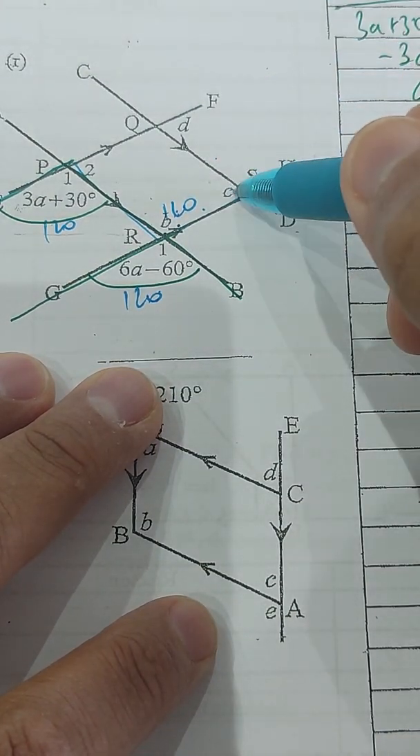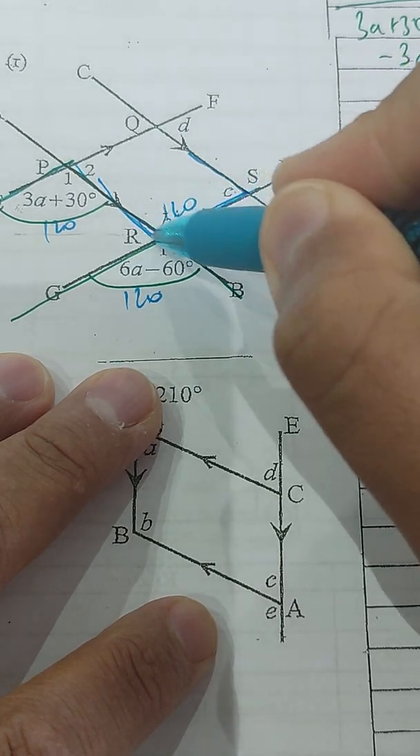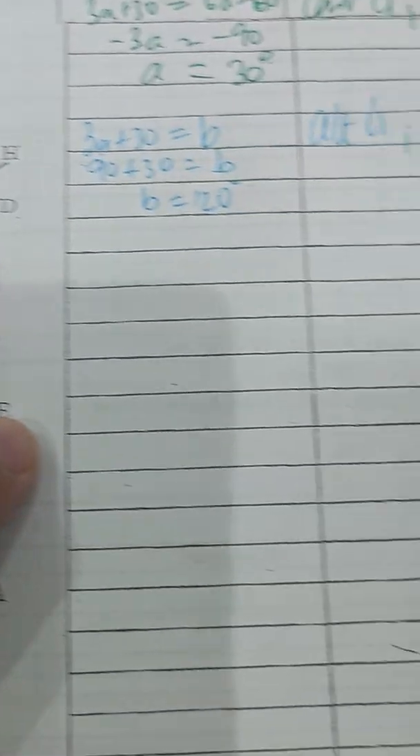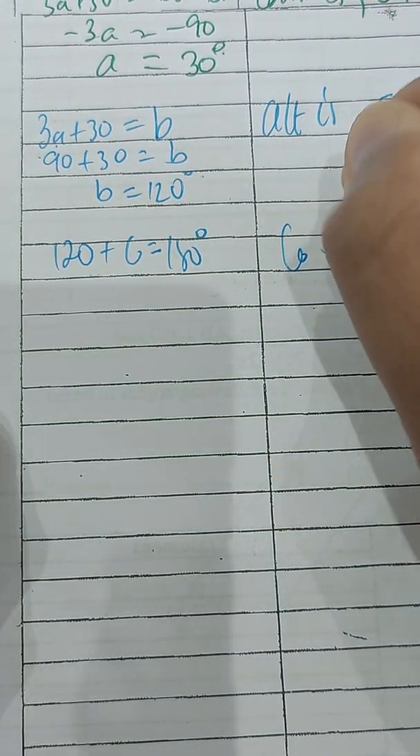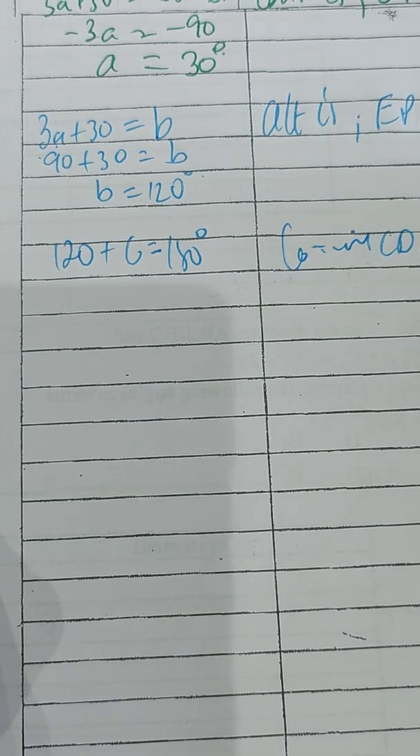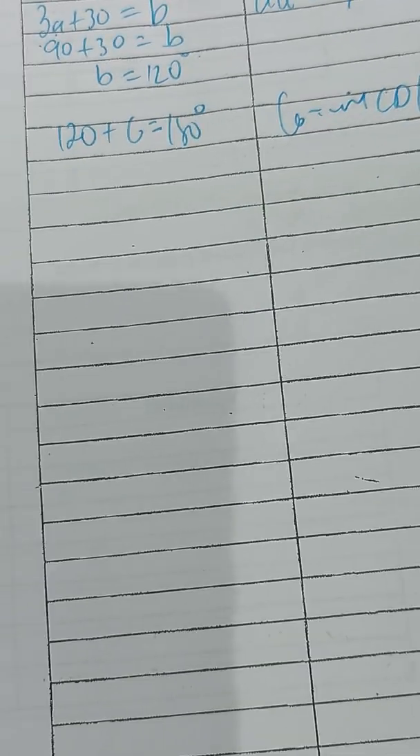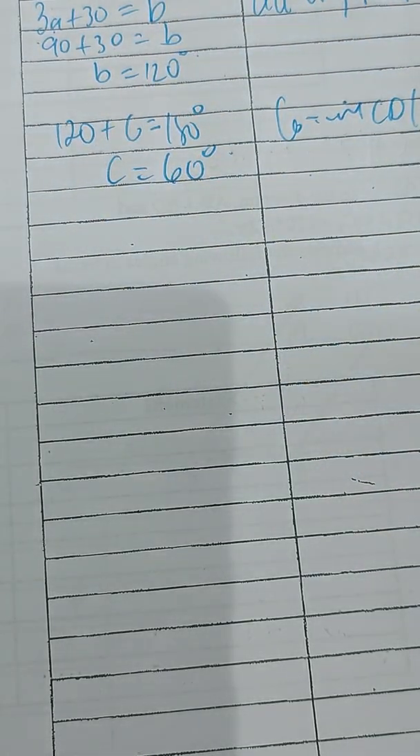Alright. C, as you can see, co-interior angles here. Okay. So 120 plus C is 180. Co-interior angles with CD being parallel to AB. So C is going to give you 60 degrees.